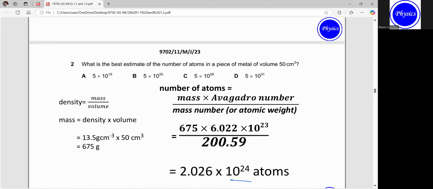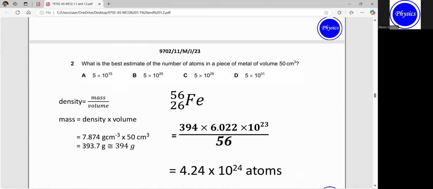You can also check for one more element, like for iron. If you check, we are getting the same calculation. You go by the same calculation, except you change the density of iron and you replace the atomic weight. If you do that, 394 is the mass, and these 2 things you change, and you get 4.24 times 10 to the power of 24. So we have a rough idea that it should be of the order of 10 to the power of 24 atoms in 50 centimeter cube. So here the closest one is B.